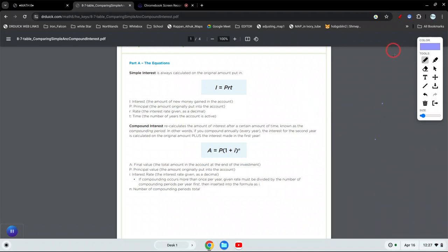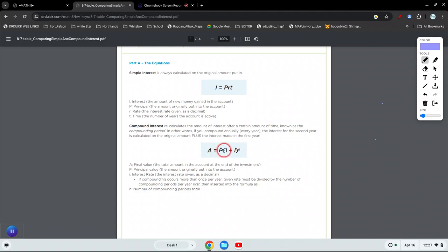Okay, in this video, I'm going to explore two different types of interest. One of them is just simple interest. The other is compound interest. Simple interest is simply you find the interest by multiplying the principal times the rate times the time, and you'll get an amount. You just add it back to your principal. It's fairly simple. And then the other one is compound interest.